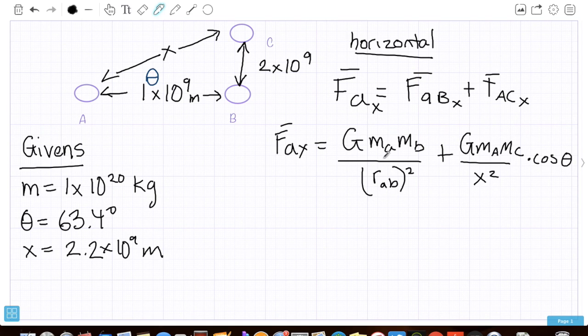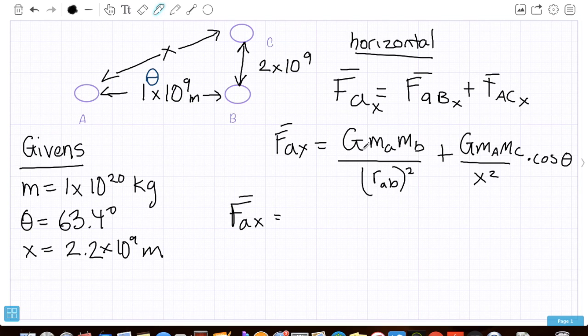Now let's look at our signs here. Gravity is a pulling force, so the force of gravity on A due to B will be to the right, because B will pull on A to the right. The component of gravity in the horizontal due to C is also pulling to the right. So both of these, if we assume the right is positive, which I often do, will be positive, which they are in this case.